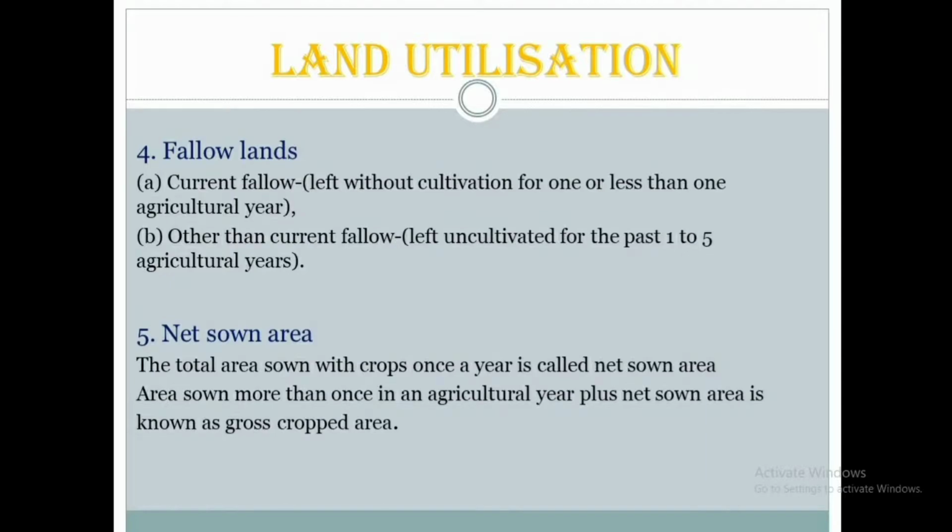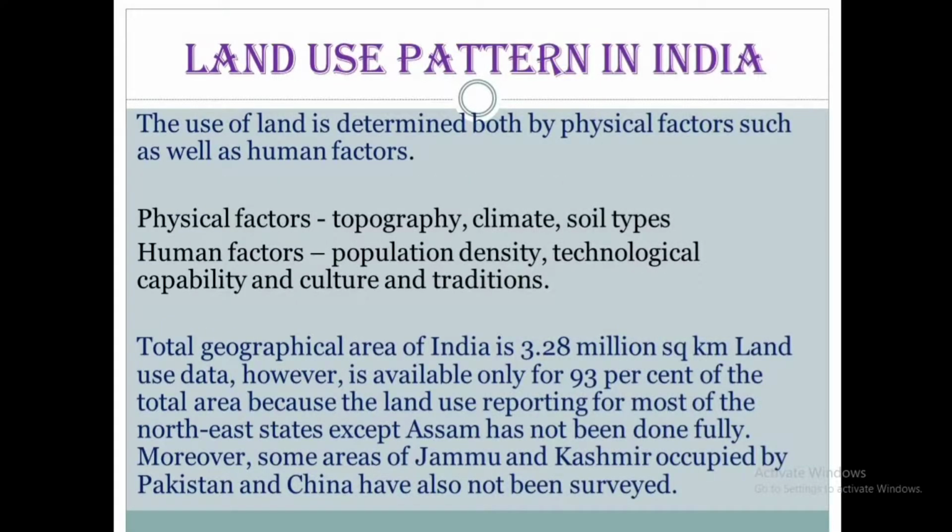Now, one important point to be noted here is that the area sown more than once in an agricultural year plus net sown area is known as gross cropped area. And you can add this point if the question for net sown area comes for more than one mark. And now that we know what land is and how it's utilized, let's get to know about its use pattern in our country. Now, the use of land is determined by both physical factors as well as human factors.